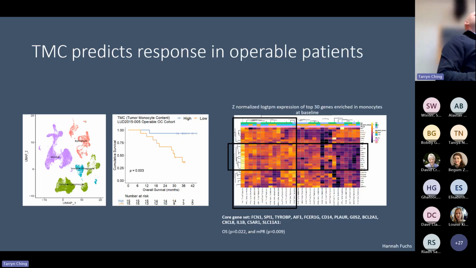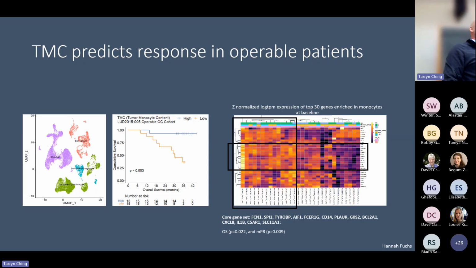The next thing we wanted to do is test whether this monocyte count, TMC, predicted the same thing in this cohort, or was it a palliative only thing? And actually, if anything, we saw this was a stronger predictor of survival in this group. And if we look at our TMC high patients on the survival curve, we saw phenomenal survival, considering these are mostly stage 3 patients.